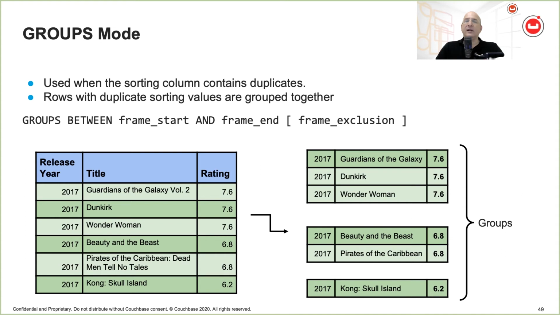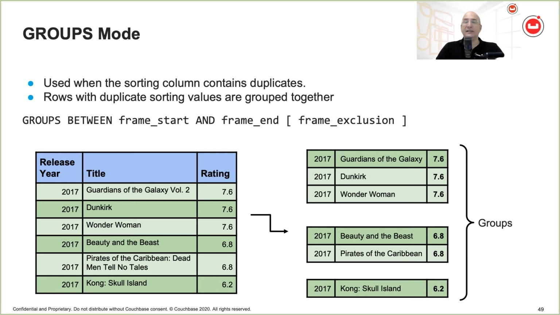We can detect 3 groups of movies. The groups are built according to their rating. The first 3 movies have all the rating 7.6. The second group of movies have the rating 6.8. The third group of movies contains only 1 movie, and it has the rating 6.2.